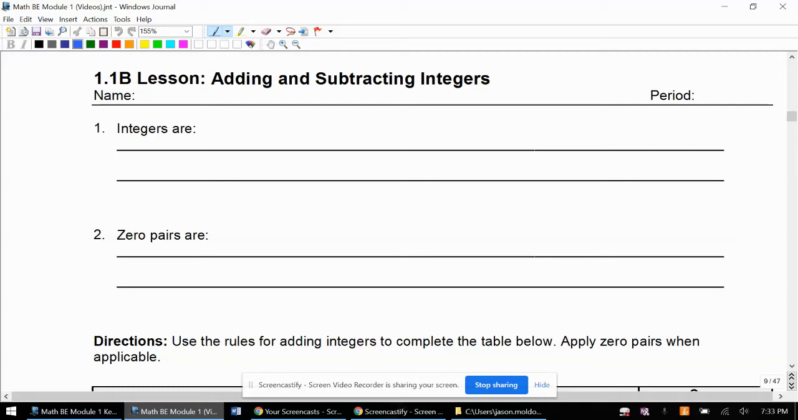This is the 1-1B lesson, adding and subtracting integers. Integers are whole numbers and their opposites. We're going to list them out.